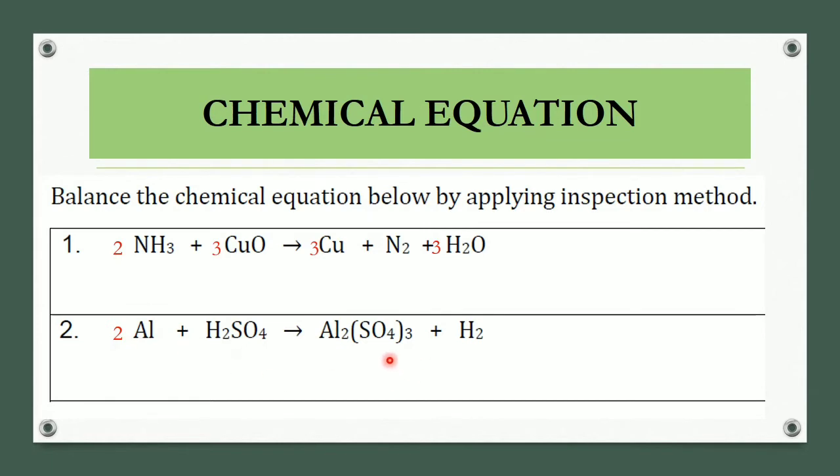And then to balance the sulfate, I need to add 3 in front of my sulfuric acid. So there will be 3 sulfur and 12 oxygen atoms. So now on my left side, the hydrogen has become 6 hydrogen atoms. So to balance this, I will add 3 in front of my hydrogen. So you can check again to make sure that the number of atoms on the left side is equal to the number of atoms on the right side. So if they are equal, it means you have balanced the chemical equation.